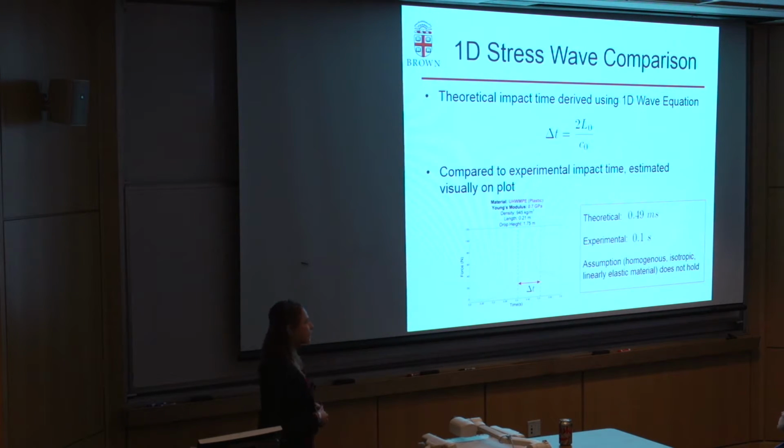Next, I wanted to observe the 1D stress waves in the system by comparing the theoretical and experimental impact times. The theoretical impact time, as shown in the equation above, was derived using the 1D wave equation that I showed earlier. And the experimental impact time was estimated visually on the plot as shown by that delta t on the diagram. So I got a theoretical impact time for this particular bar to be 0.49 milliseconds, and the experimental was much larger at 0.1 seconds. Clearly, these two values do not line up, so that led me to believe that my assumption that they were homogeneous, isotropic, linearly elastic materials was not valid and did not hold.